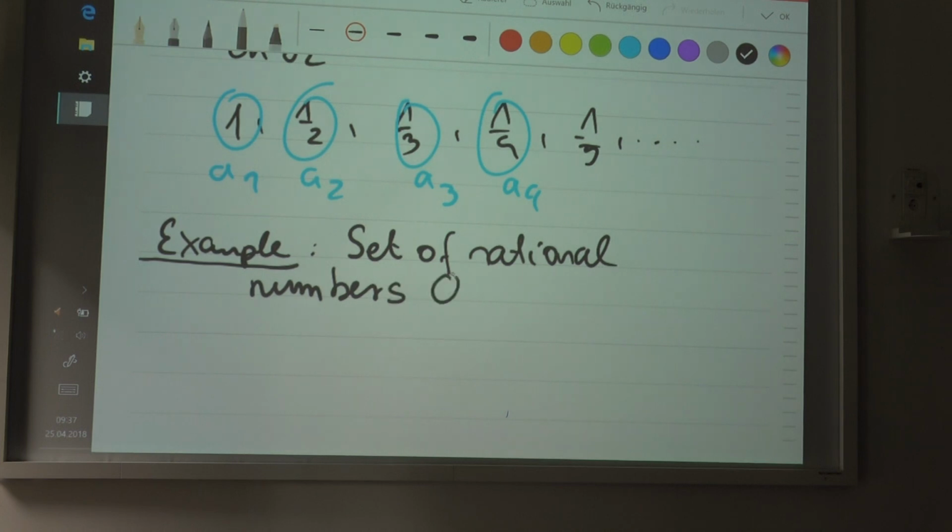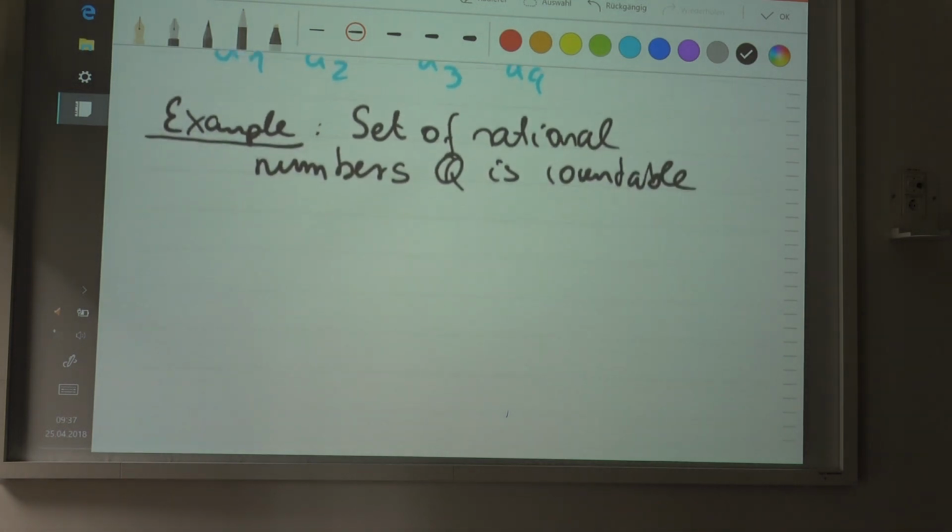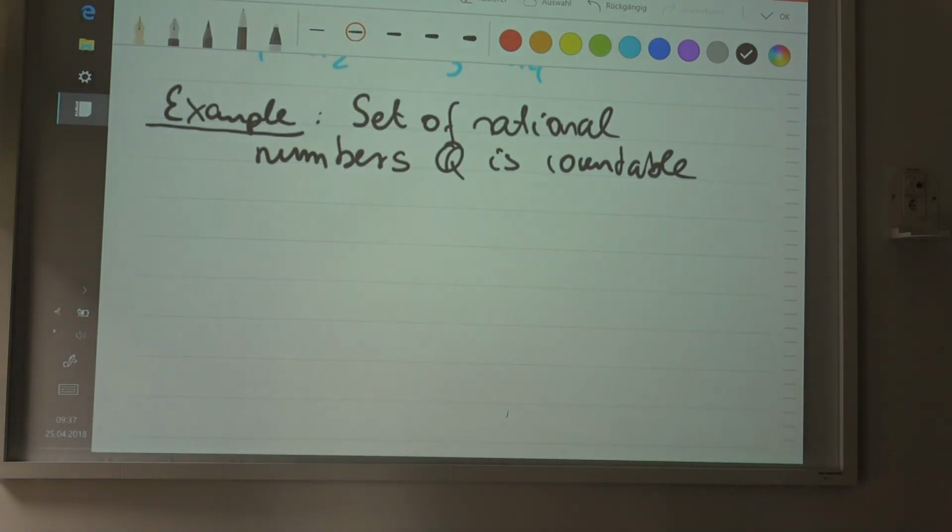The set of rational numbers Q is countable. That means that even the set of rational numbers is not getting larger than the set of natural numbers. So there are just as many fractions, positive and negative, as natural numbers. This is also very, very strange. But I would like to show you that this is countable. So the set of rational numbers is countable.